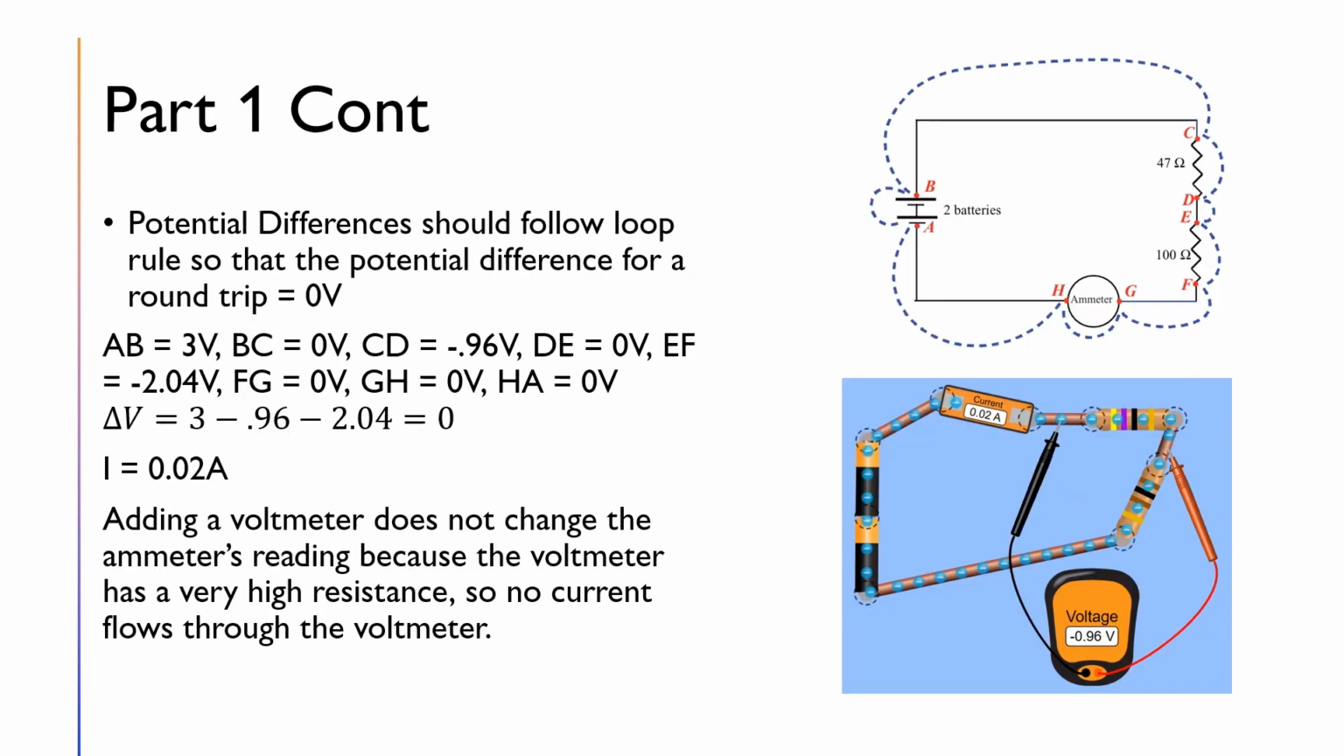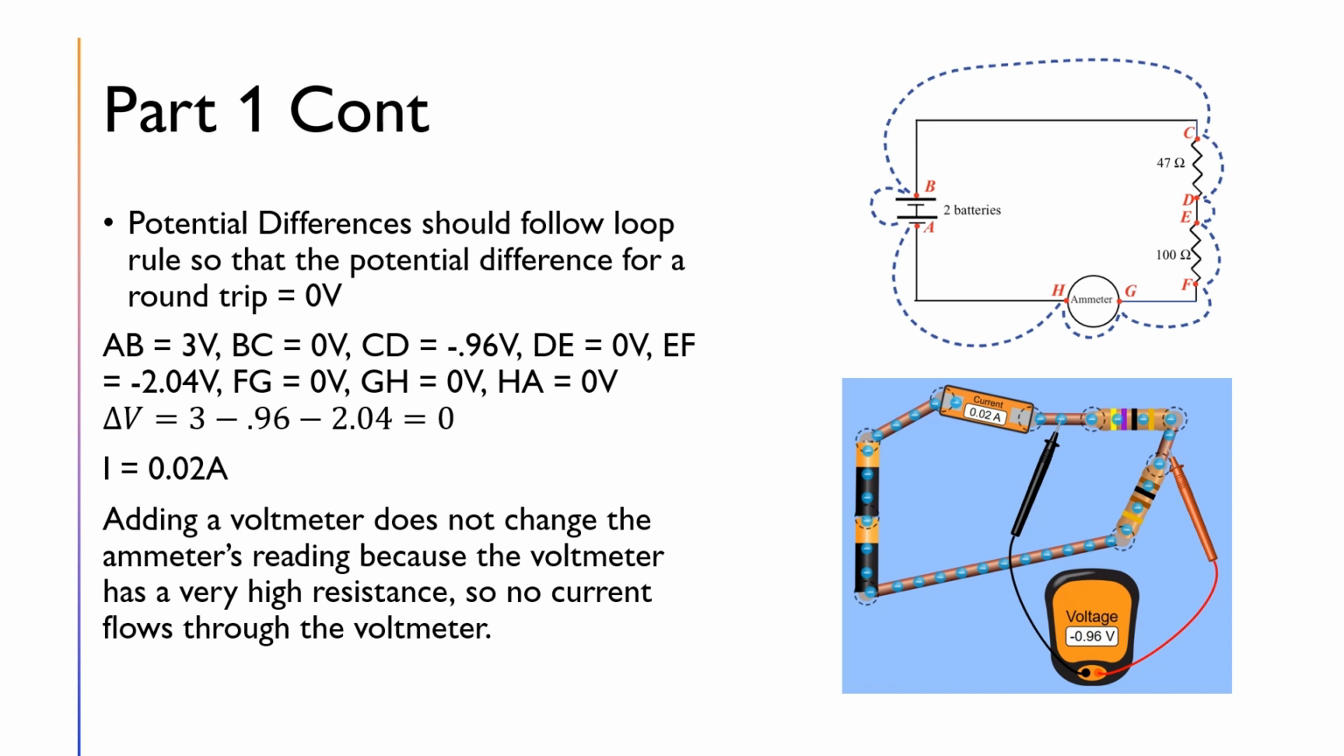Part 1 continued. The potential differences in the loop shown here should follow the loop rule, so that the potential difference for a round trip equals 0 volts. The potential difference across AB, the battery, is just 3 volts. BC is 0 volts, CD negative 0.96, DE 0, EF negative 2.04, the rest are 0. You sum those all together, you get 0, which follows the loop rule, and the current is 0.02 amps.